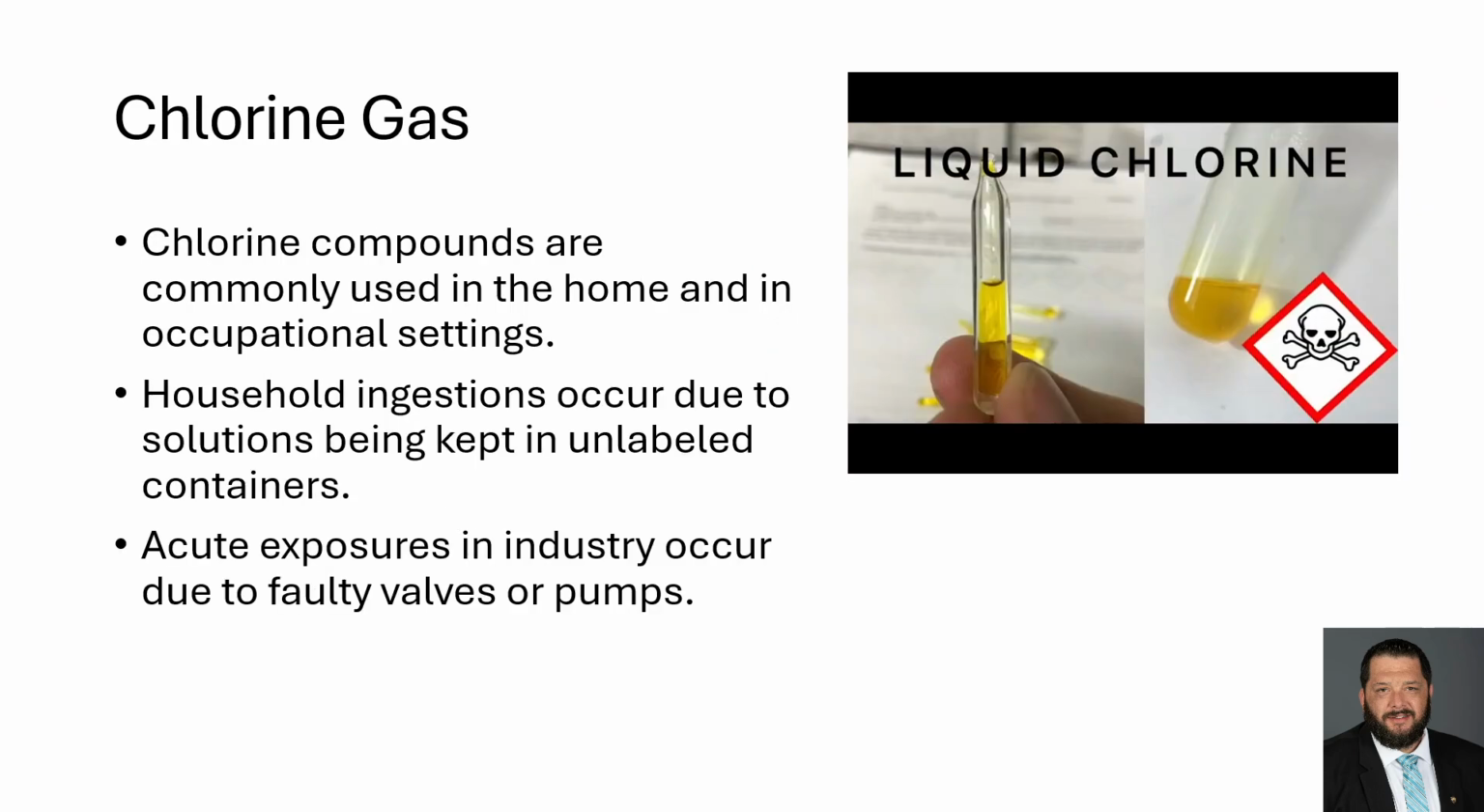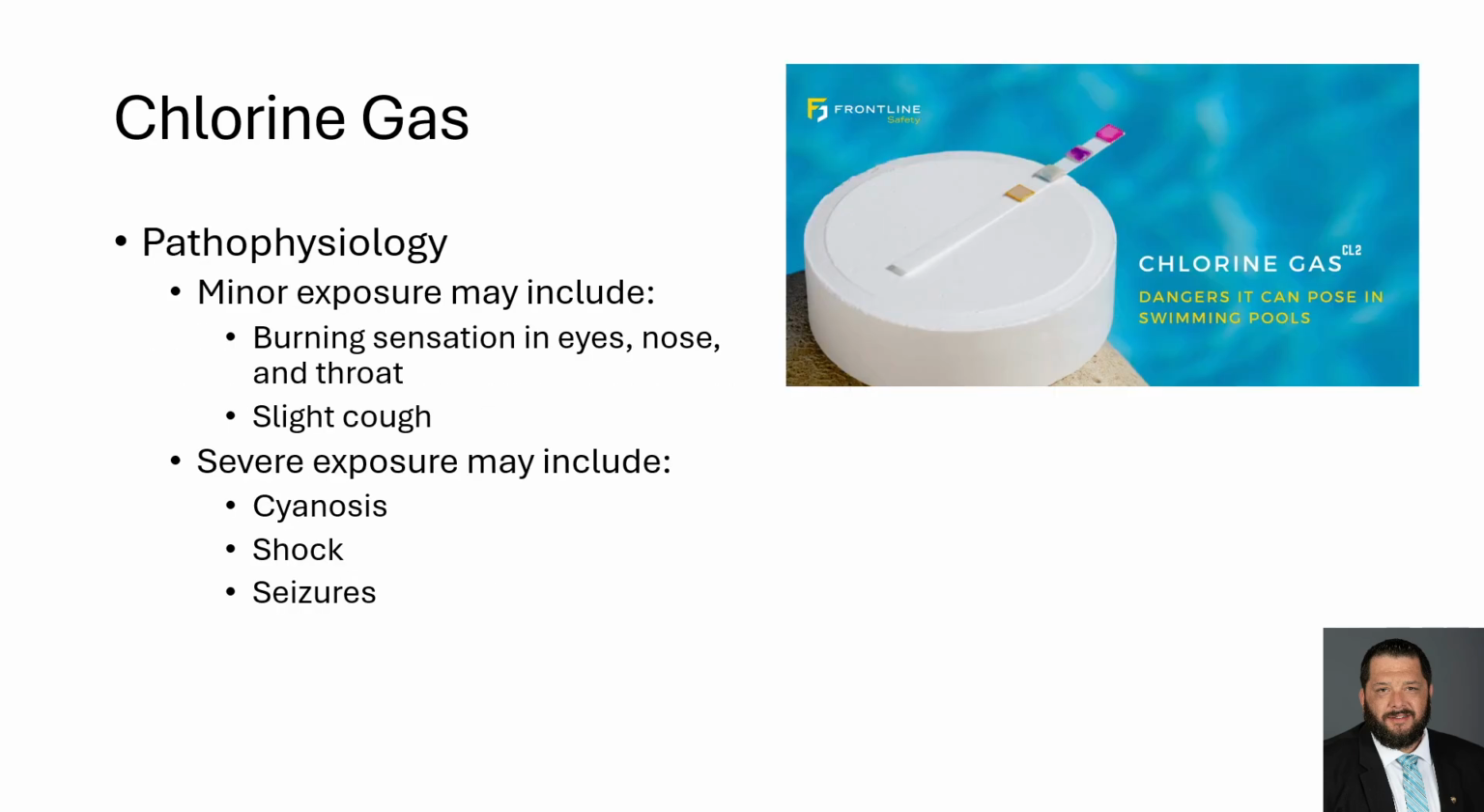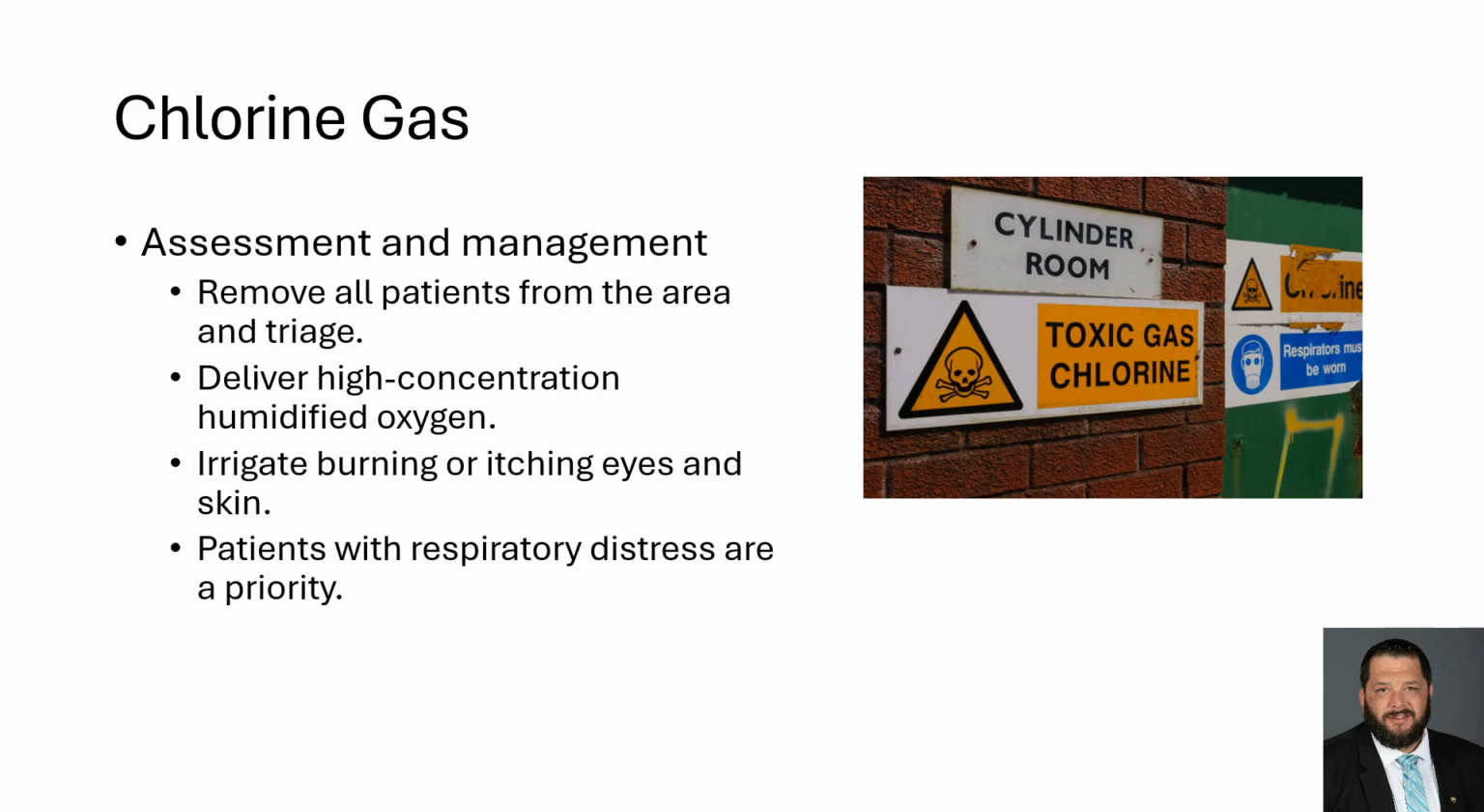Chlorine gas and related compounds are commonly used in the home and in occupational settings. Household ingestion can occur due to unlabeled containers or accidental ingestion, or acute exposures arising from industrial accidents or valve or pump malfunctions. For pathophysiology, a minor exposure may cause burning sensations to the eyes, nose, and throat, or a slight cough, while severe exposure can include things like cyanosis, seizures, and shock.